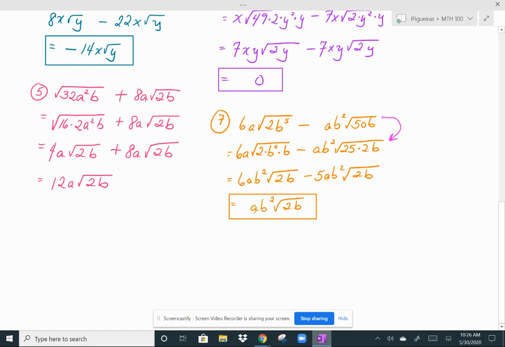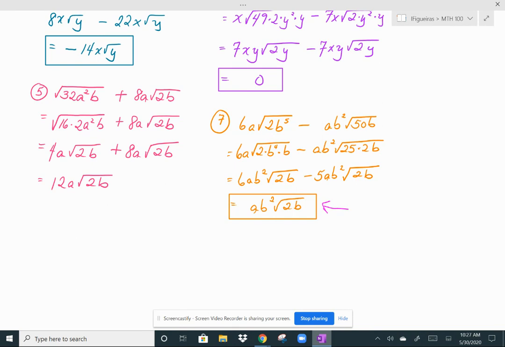Now let's deal with the second radical. 50 can get broken down into 25 times 2. The b cannot be broken down. The square root of 25 is 5. That comes out and gets multiplied by the ab squared on the outside. So your second term is minus 5ab squared root 2b. But now you can see that you have like terms. It's the same variables on the outside and the same radical. So 6ab squared root 2b minus 5ab squared root 2b is just 1ab squared root 2b. But just as I mentioned in a previous example, you don't write the 1, so it's implied. So you just write it the way you see it in this box.